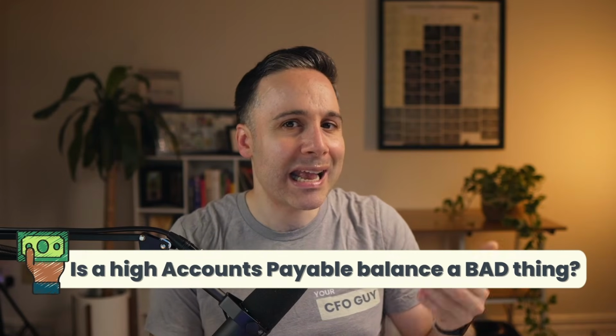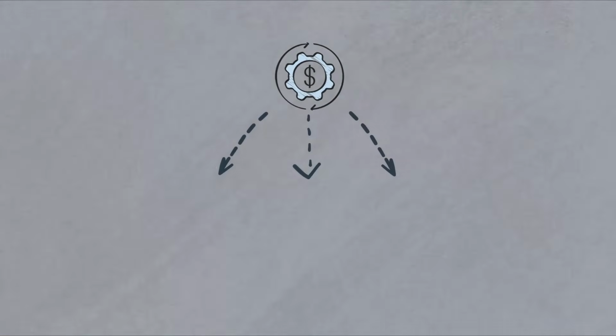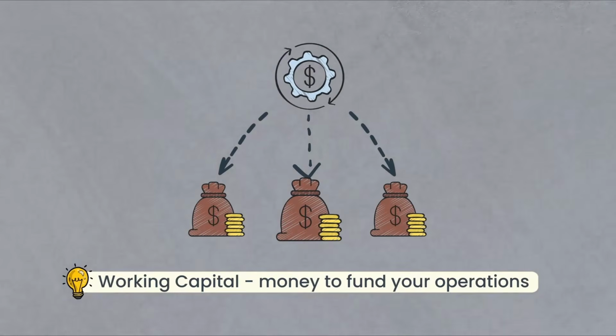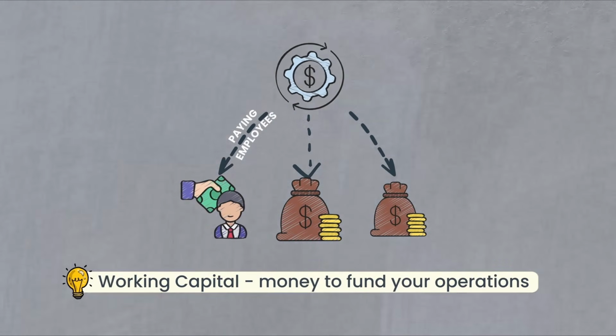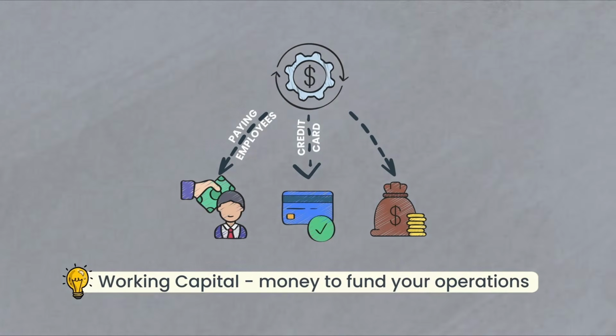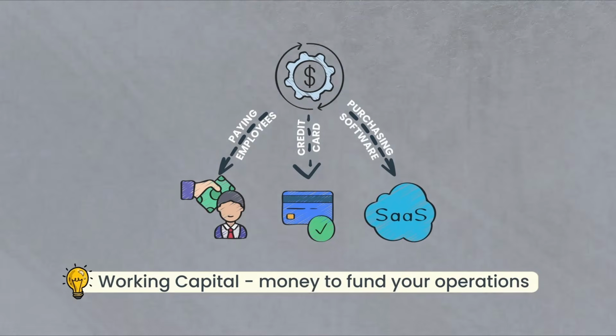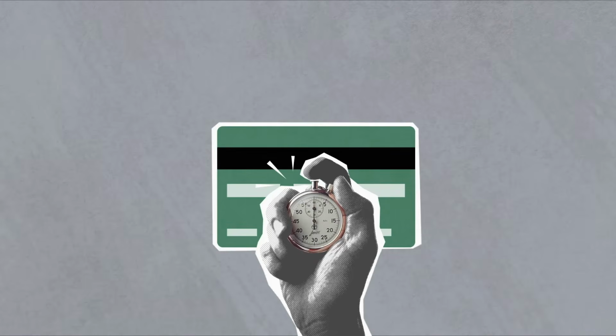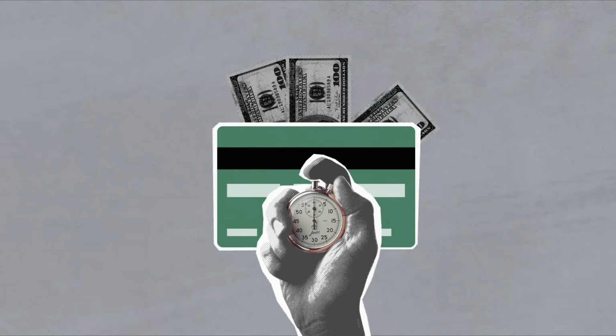So is a high accounts payable balance a bad thing? Well, not necessarily. See, my business needs what's known as working capital. That's pretty much money that you can quickly access to fund your operations. So paying employees or paying your credit card balance or purchasing software. These are all things you need working capital to support. And the longer you take to pay off your accounts payable balance, the higher your working capital will be.